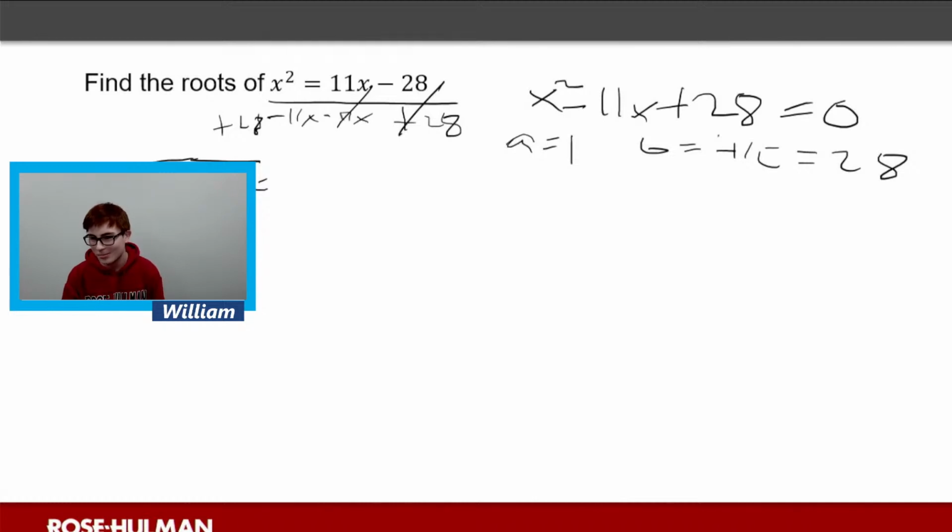So we're going to go ahead and plug into that. Our b is negative 11, so it's going to be positive 11 plus or minus the square root of b squared. 11 squared is 121. And then we're going to do minus 4 times a. A is 1, so I'm not even going to bother writing it down because it's 4 times 1, which is just 4. And then times c, which is 28.